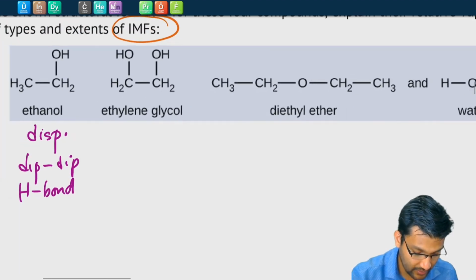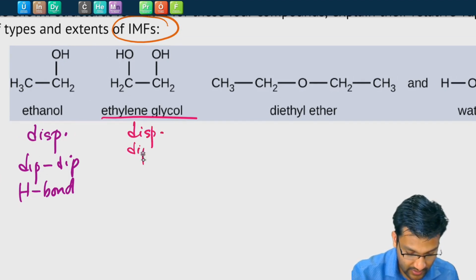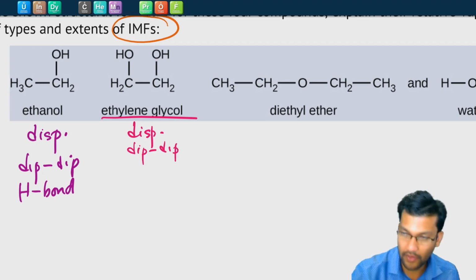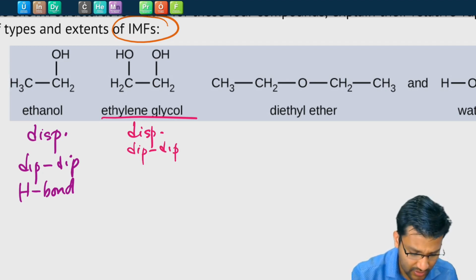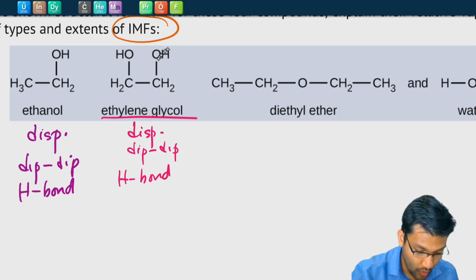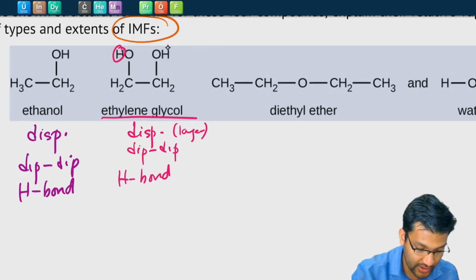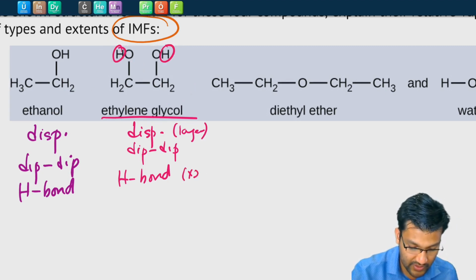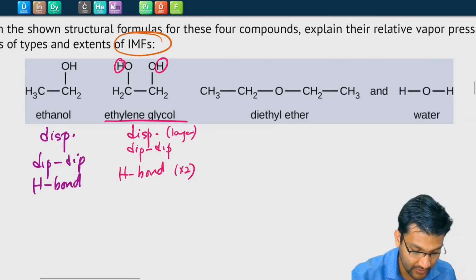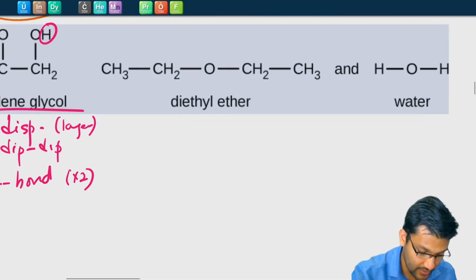What about ethylene glycol? Well, it has dispersion because everything does. It has dipole-dipole interactions because the oxygens there will allow for dipoles to form, and it has H bonding as well. Recognize though that one, this is a larger molecule, and so its dispersion would be larger. And two, it has two different hydrogens for hydrogen bonding. So let's put a ×2 right there for hydrogen bonding. Two available hydrogens for hydrogen bonding.